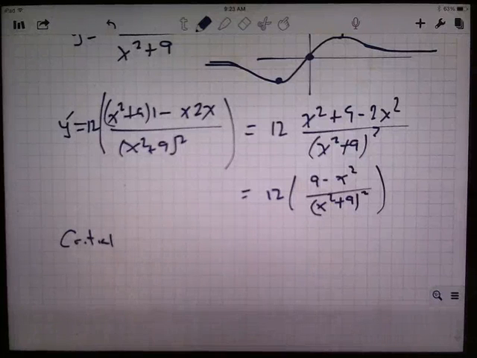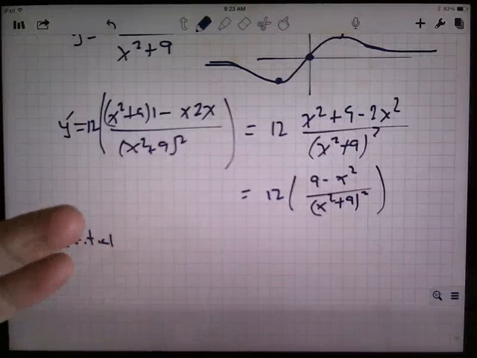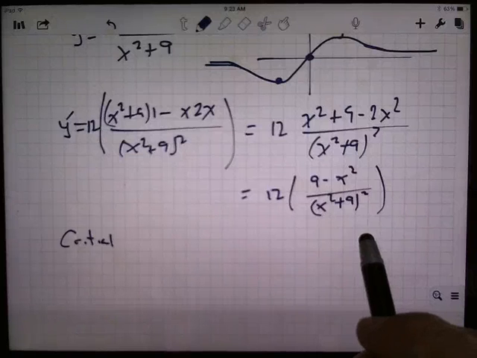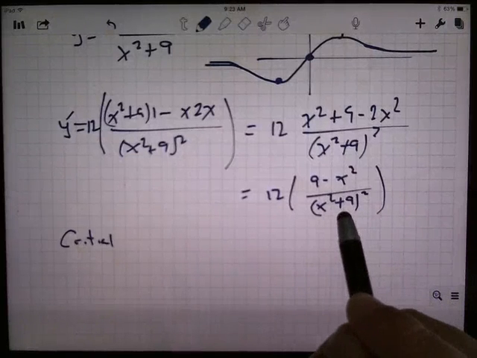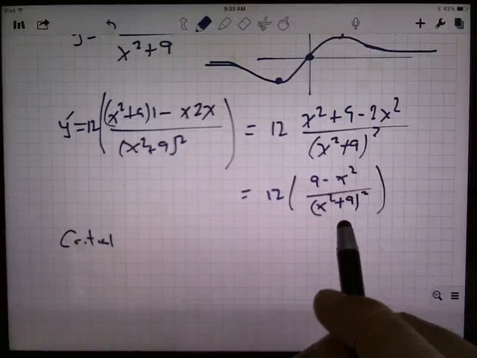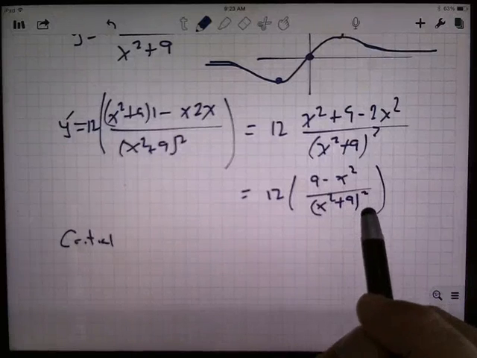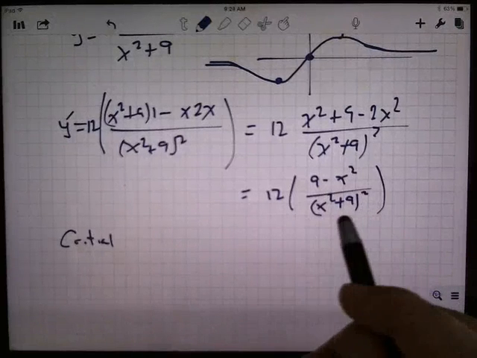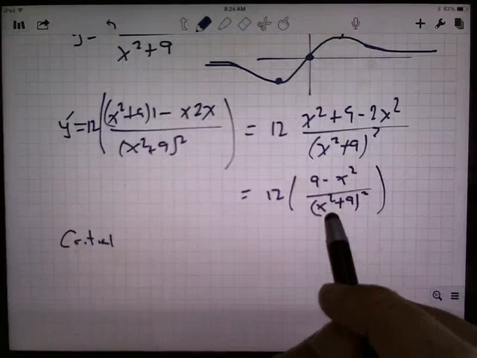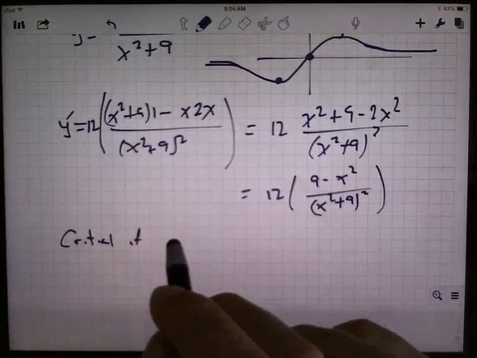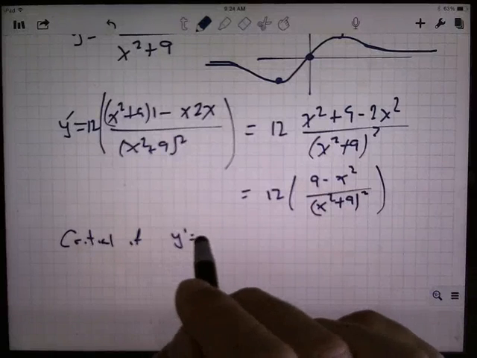if either the derivative is equal to 0, or the derivative doesn't exist. Well, the only way the derivative couldn't exist here is if the denominator was 0, and that's a possibility, but it doesn't actually come to fruition because the x squared is always 0 or bigger, plus 9, that's always 9 or bigger, squared, that's always 81 or bigger. This denominator definitely is never 0. So critical if the derivative is equal to 0 here.